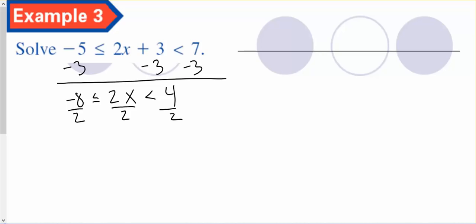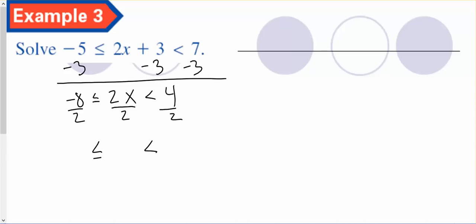Now the other day I said if we divide into a negative, we flip the symbol. No, that is not right. It's if we divide with a negative or multiply with a negative. Here we're dividing into a negative, but we're not dividing with a negative, so we leave the symbols how they are. We leave them alone.